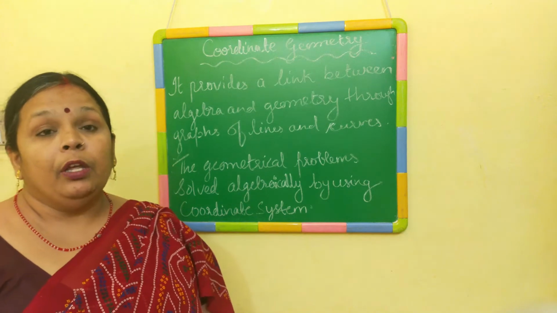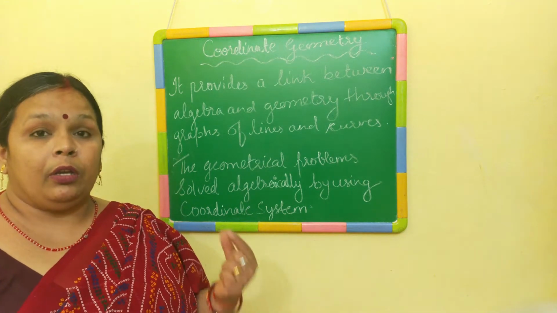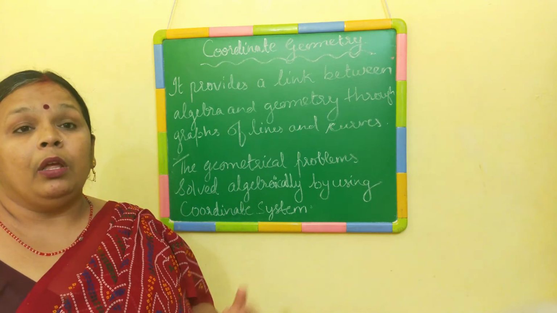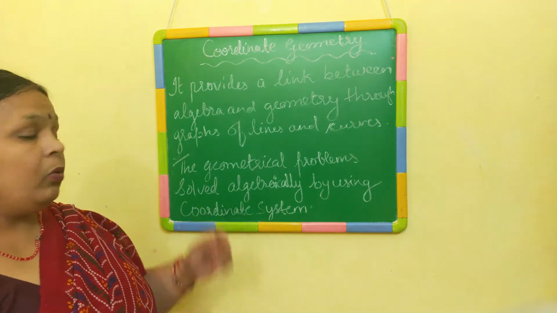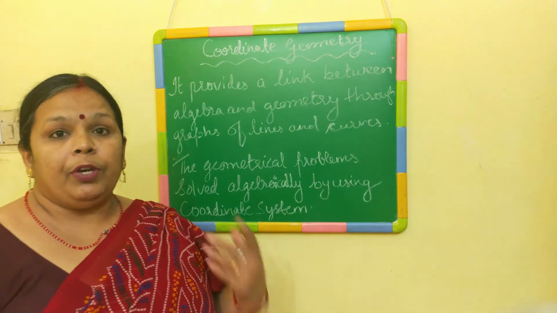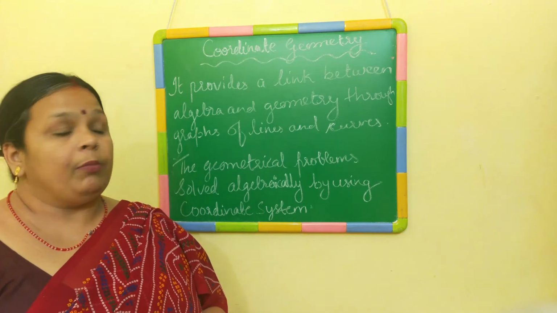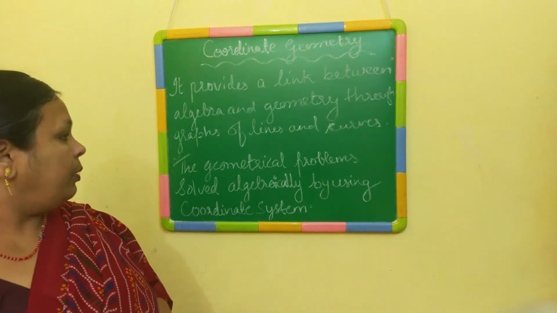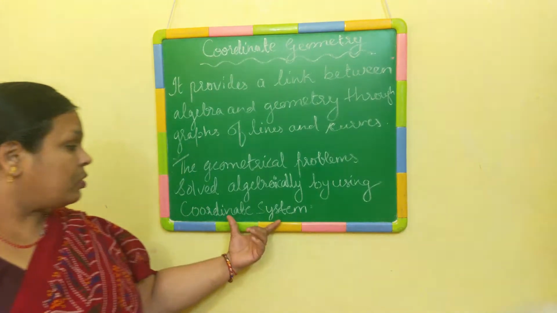What is algebra? Where we express the terms with the help of numeric numbers and variables joined with some mathematical operation forming an equation. And what is geometry? Where we deal with all geometrical figures like two-dimensional and three-dimensional figures. The geometrical problems are solved algebraically by using a coordinate system. Now what is a coordinate system?